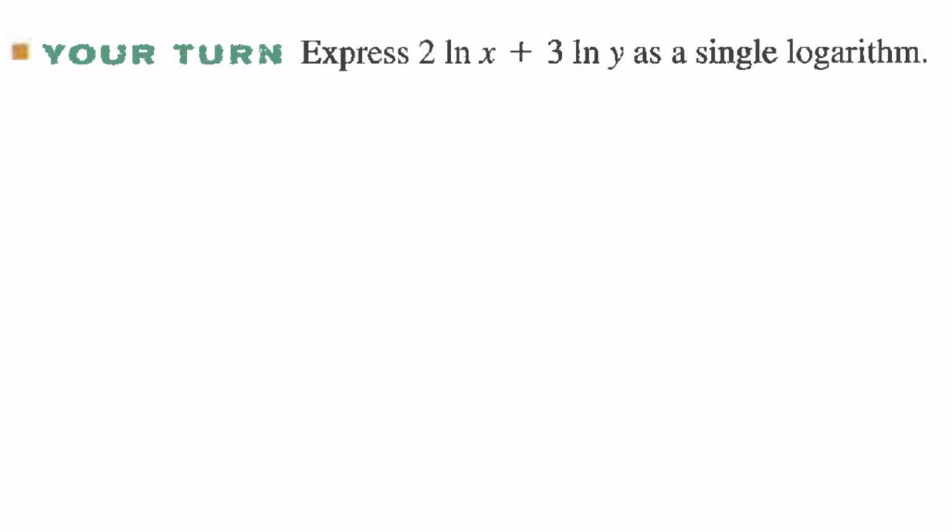So we have the natural log of x squared plus, I'm sorry, plus natural log of y cubed. And so now we can put them together. We'll have the natural log of x squared times y cubed.